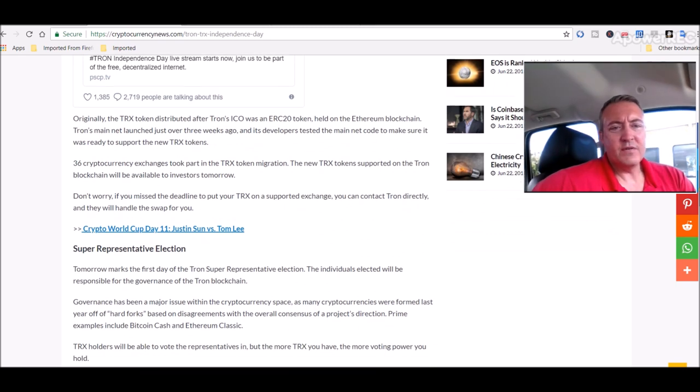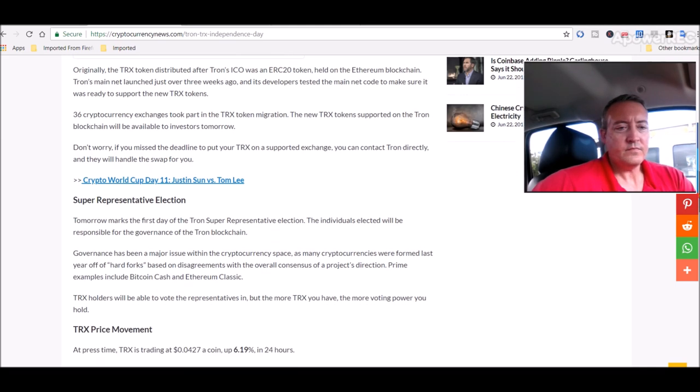Originally, the TRX token distributed after Tron's ICO was the ERC20 token, held on the Ethereum blockchain. Tron's mainnet launched just over 3 weeks ago, and its developers tested the mainnet code to make sure it was ready to support the new TRX tokens. 36 cryptocurrency exchanges took part in the TRX token migration. The new TRX token supported on the Tron blockchain will be available to investors tomorrow, the 26th. Don't worry, if you miss the deadline to put your TRX on a supported exchange, you can contact Tron directly and they will handle the swap for you.